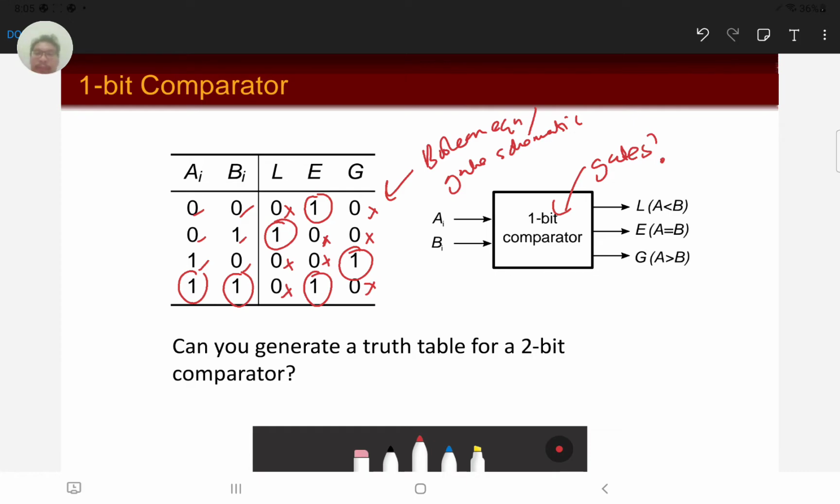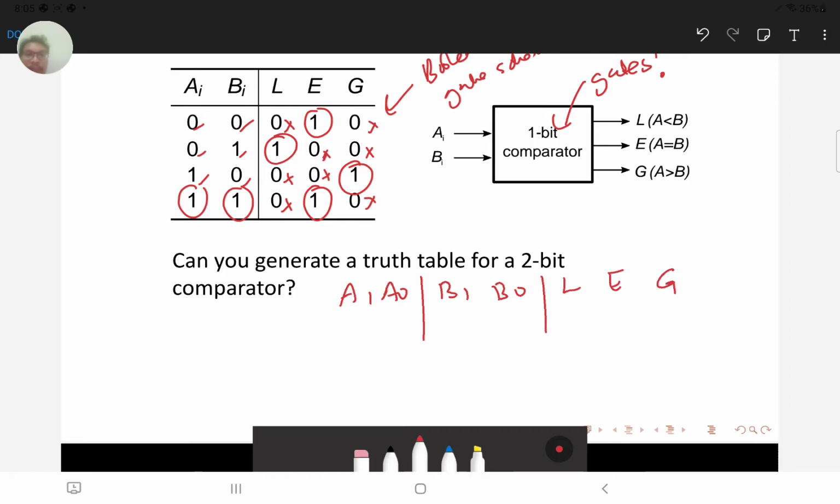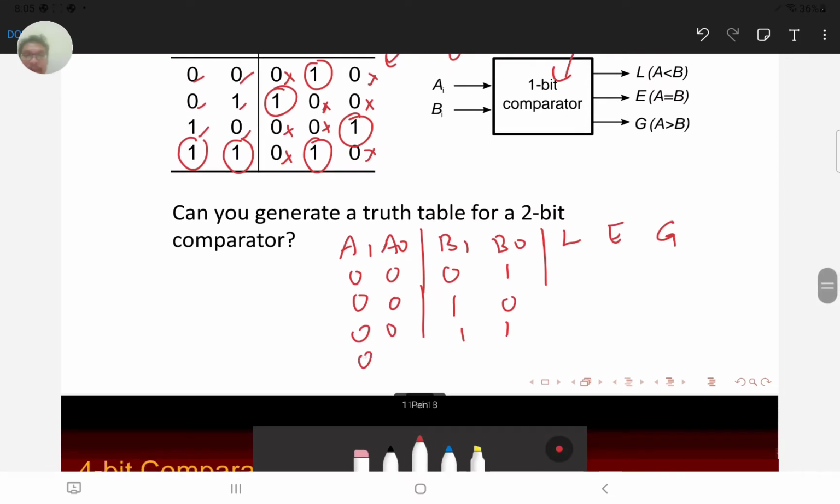Okay, can you generate a truth table for a 2-bit comparator? So for a 2-bit comparator, we have A1, A0. We are going to compare with B1, B0. Okay, and then we have less than, equal, and greater. So for example, if we do a little bit here, 0, 1, 1, 0. Okay, we just do a small example here.